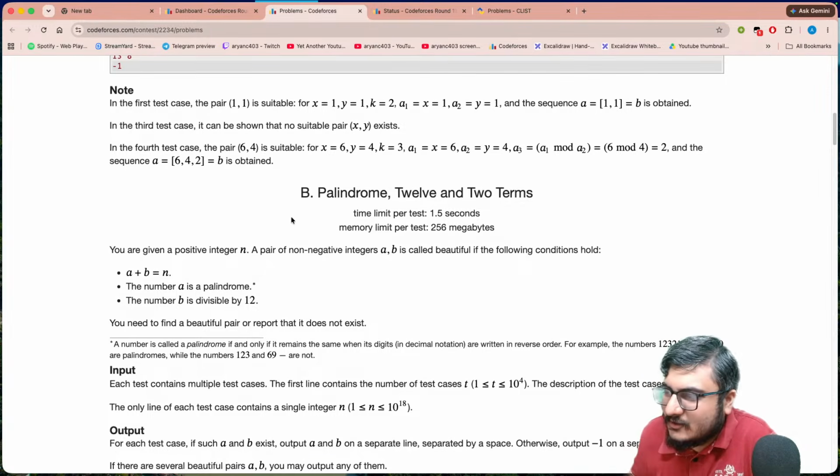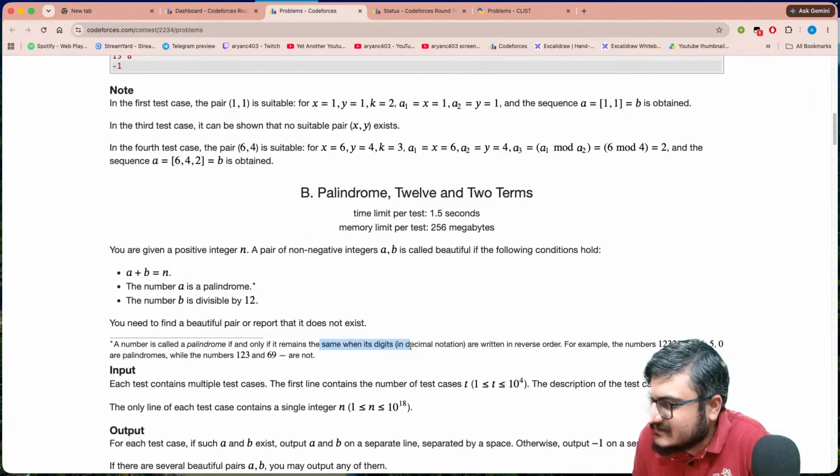A number is called a palindrome if and only if it remains the same when its digits are written in reverse order. For example, 1 2 3 2 1. If you reverse it, it will again be 1 2 3 2 1. 6 7 7 6 and 5 0 are palindromes, while the number 12 is not.